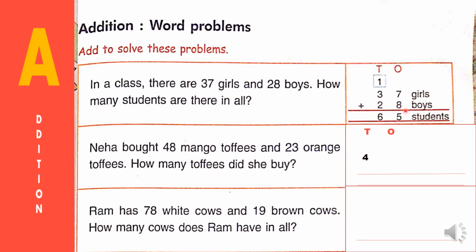Do I write 15 here? No, I can't write like that. So in 15, how many tens are there? How many ones are there? In 15, 1 ten is there, 5 ones are there. So I am writing 5 in the ones column and 1 in the tens column. Now we have to add the tens column.